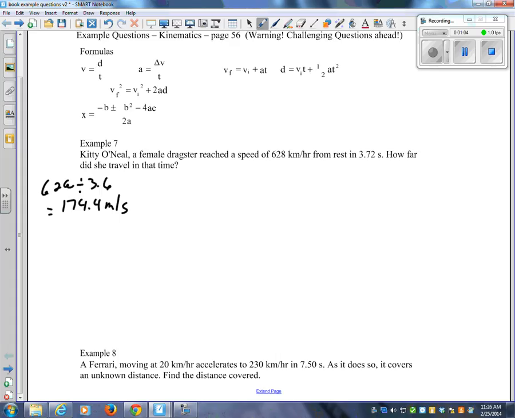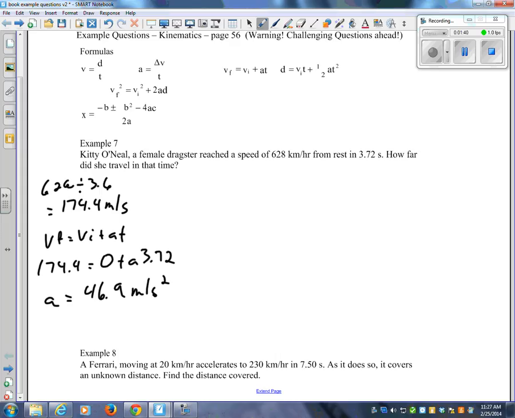So before we can do anything, we're going to have to find the acceleration, right? Let's just write it this way. Let's write VF equals VI plus AT. The final velocity is my 174.4. My initial velocity is 0. My acceleration in the time, 3.72. And I'm hoping that most of you can easily see that the acceleration is 46.9 meters per second squared. Relatively straightforward.